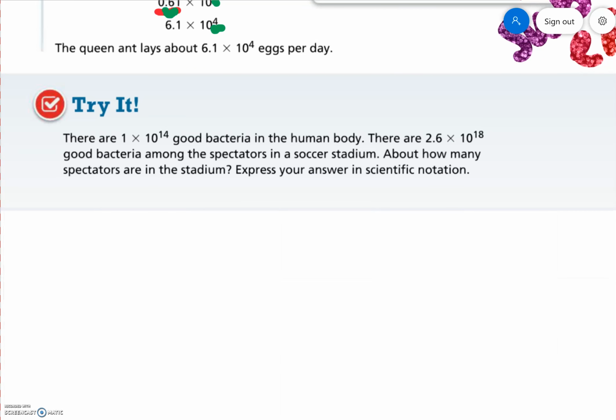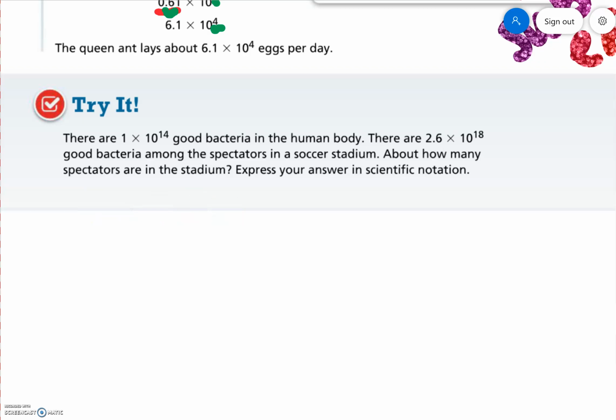Try it on the bottom. There are 1 times 10 to the 14 good bacteria in the human body. There are 2.6 times 10 to the 18 good bacteria among the spectators in a soccer stadium. But how many spectators are in the stadium? Express your answer in scientific notation. You need to multiply the two numbers. Pause the video and press play when you're ready to check your answer.